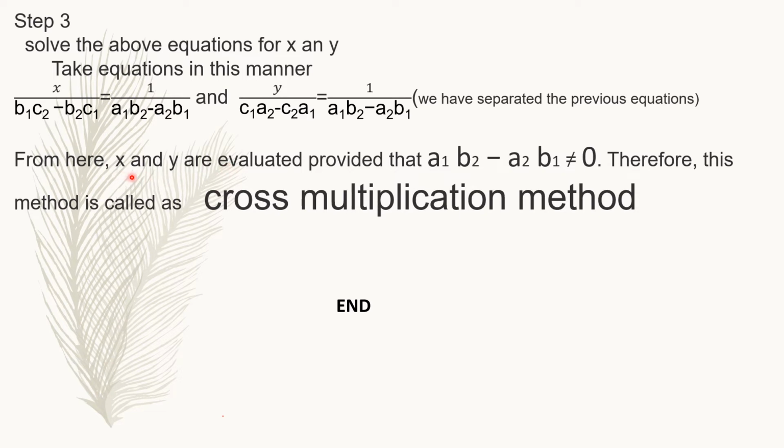Here when you solve for x and y, there is a condition that a1 b2 minus a2 b1 should not equal 0, because if this is equal to 0, our values of x and y will not be defined. Therefore, this method is called the cross multiplication method.